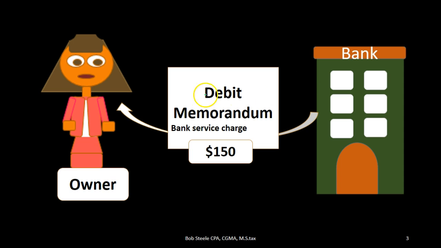When we record that bank statement in our cash account on our side, it's actually going to be decreasing our cash account with a credit. And so it's important to keep that in mind. That'll keep us straight on what a debit memorandum is and also what the terms debit and credit are.